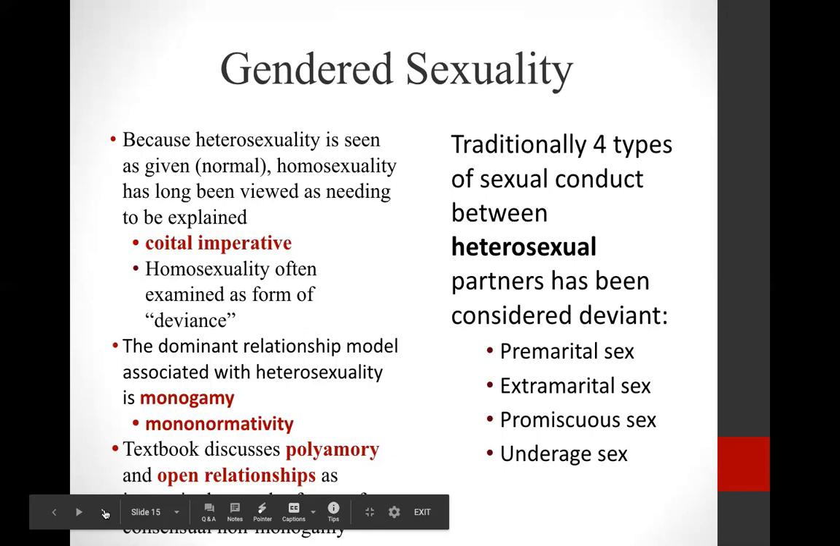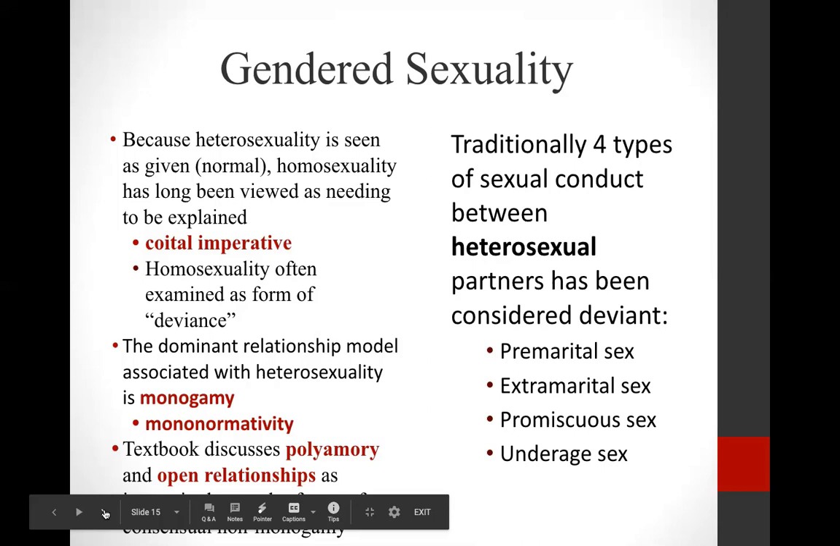That we often think about sex as being defined as the penile penetration of the female body, usually the vagina. And so even our definition of sex, what we think of as counting as sex, reflects this compulsory heterosexuality. And then, of course, when we think about sexual behaviors and sexual relationships, the dominant relationship model associated with heterosexuality is monogamy. And your book talks about this in terms of mononormativity, that we have normalized the idea that you have one sexual partner, one romantic partner.